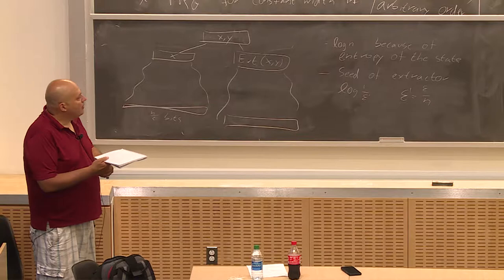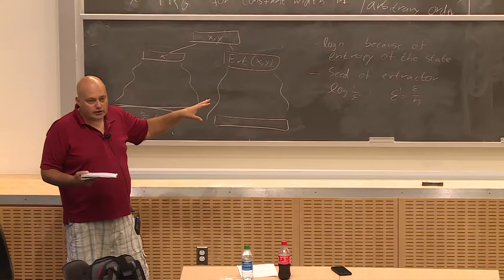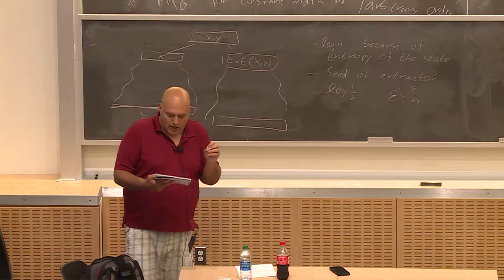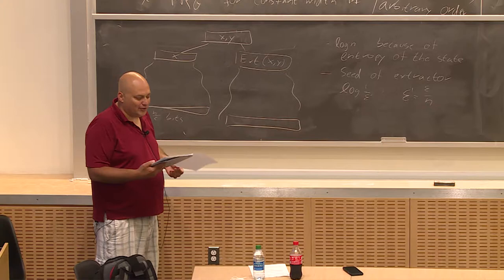There is a generator that interpolates Nisan and INW. Just for the record, it's a generator by Hoza. And using that within Saks-Zhou gives you a slight improvement over RL in L to the 3 halves. It's RL in L to the 3 halves over square root of log L. That's what I've managed to gather.